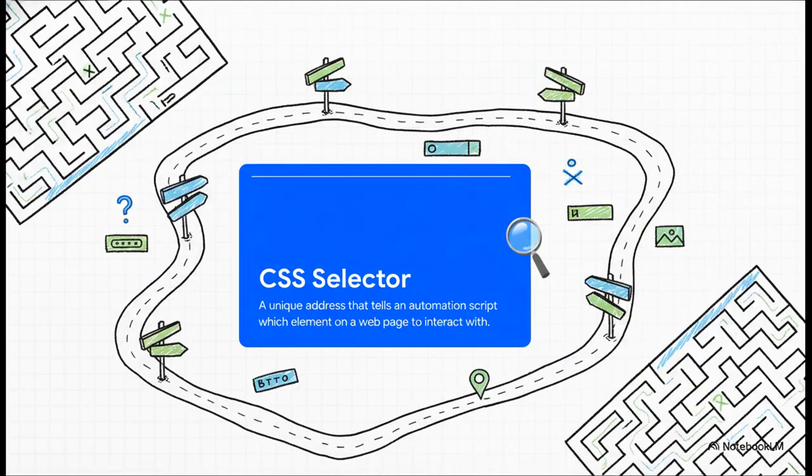So what in the world is a selector? Honestly, the best way to think about it is like a unique street address for every single button, every single text box on a web page. Without that exact address, your automation script is just driving around lost. And finding that perfect, reliable address, that's usually the biggest hurdle when you're starting out.